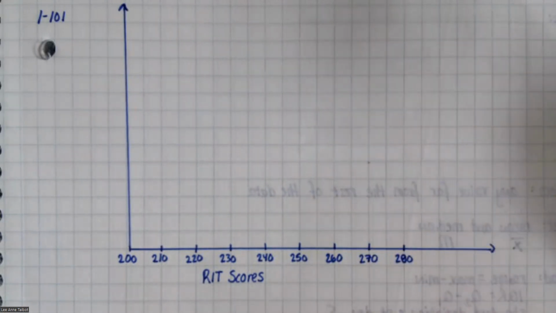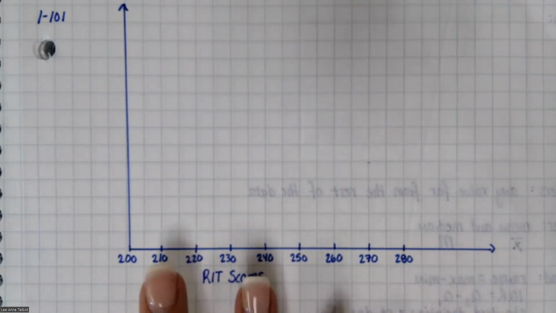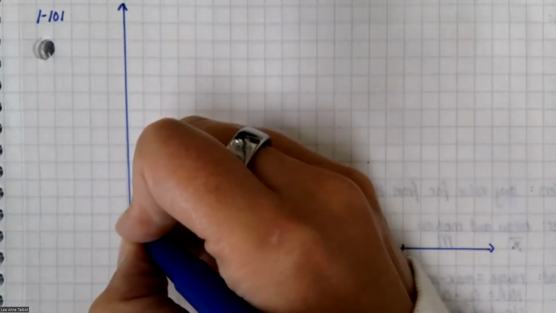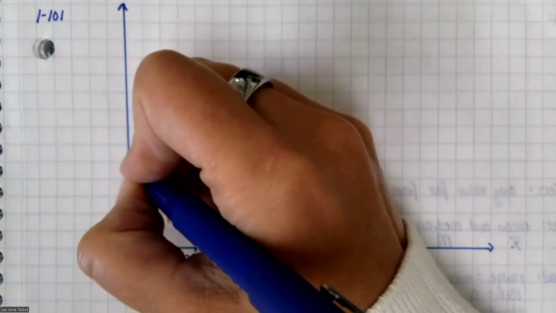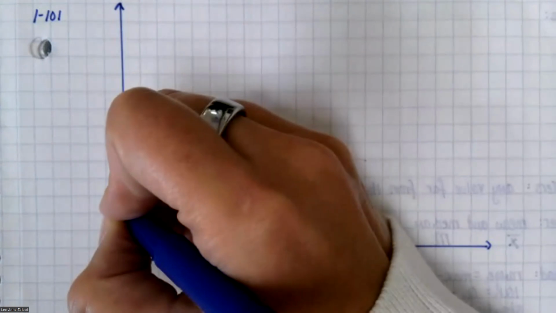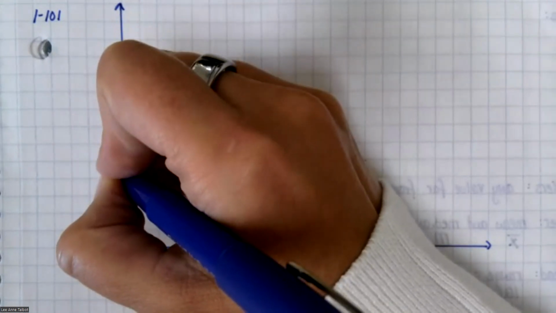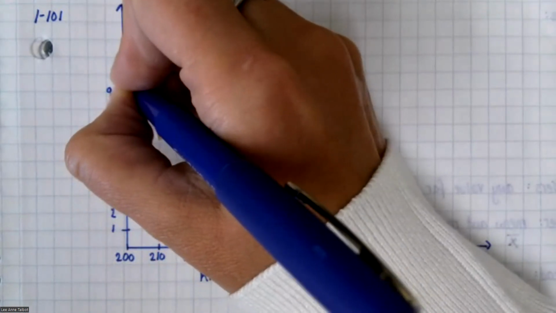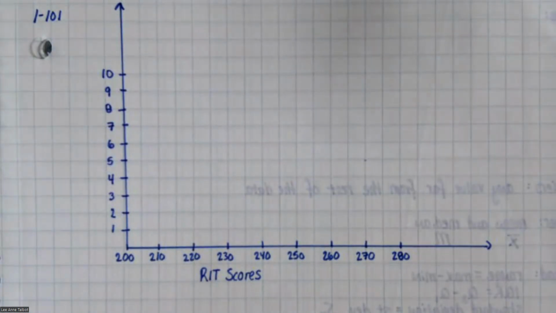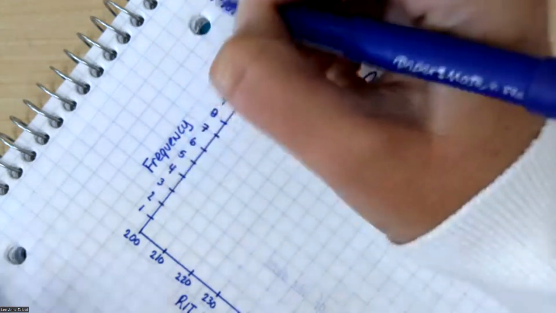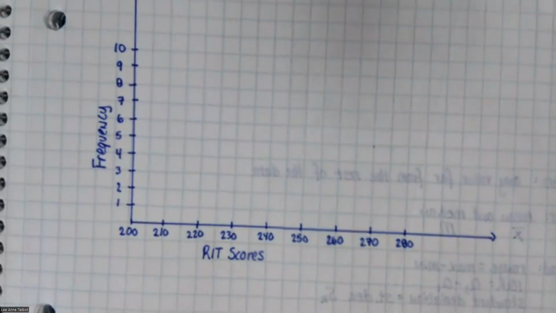Now, histograms, they have different scales on the bottom, but the scales on the y-axis are always the same. You just put 1, 2, 3, 4. We're going to go up to 10. And the label on the y-axis is always the same. It's the word frequency. Frequency means how many times does it occur?